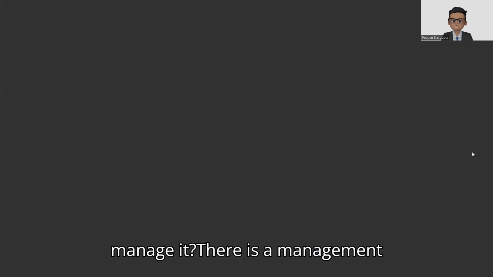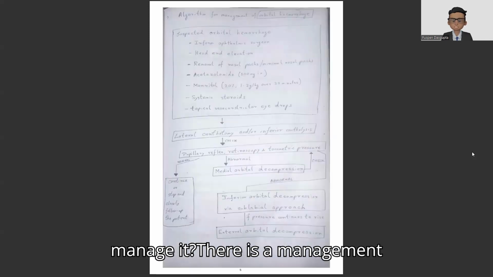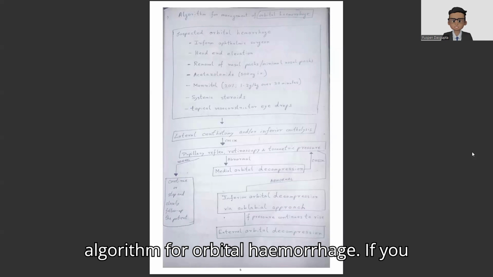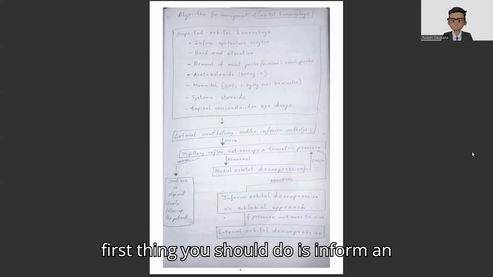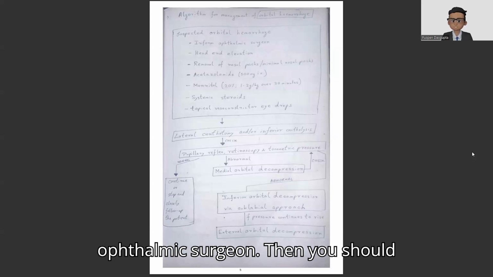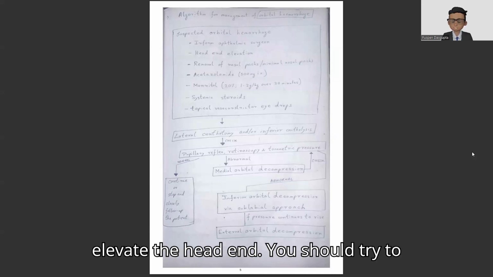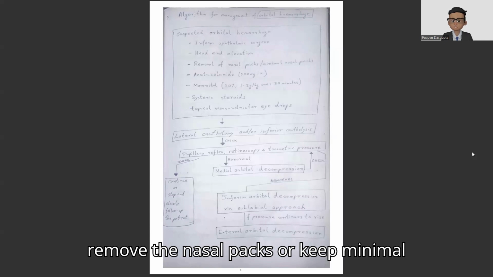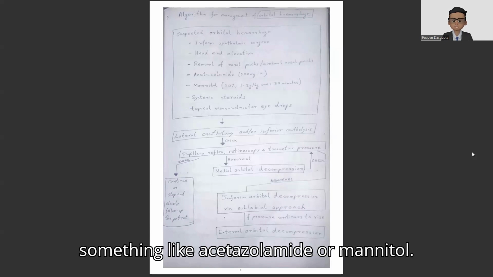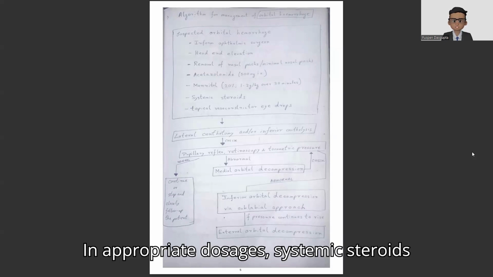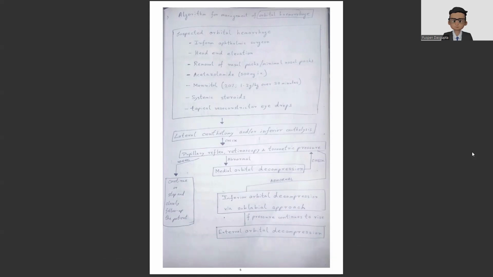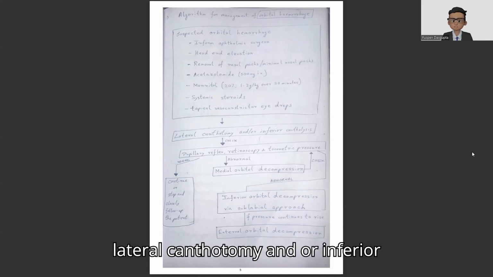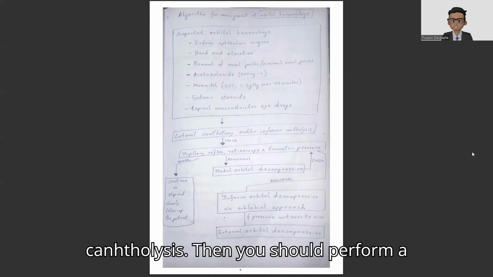So how do you manage it? There is a management algorithm for orbital hemorrhage. If you are suspecting orbital hemorrhage, the first thing you should do is inform an ophthalmic surgeon. Then you should elevate the head end. You should try to remove the nasal packs or keep minimal nasal packs. Then you should start something like acetazolamide or mannitol in appropriate dosages, systemic steroids, and topical vasoconstrictor eye drops. Then you can go for something called lateral canthotomy and/or inferior cantholysis.